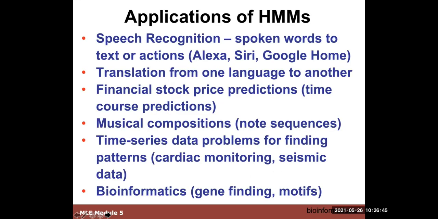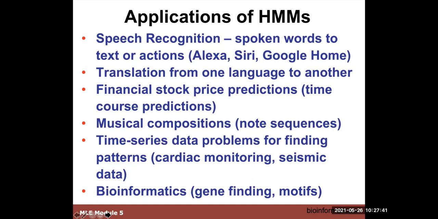I've mentioned that HMMs have been used for a long time, particularly in speech recognition. We talked about Alexa, Siri, and Google Home. If you've used them, they do a pretty good job with speech recognition. They initially used HMMs; I think now most of them use deep neural nets. Language translation, stock price prediction, and musical composition are others, as is anything where there's a sequence of events. Music is a set of events, and a sentence is a set of words. Time series data, such as cardiac monitoring or seismic data, can be analyzed for patterns. And in gene finding and motif finding for bioinformatics, a sequence is essentially a sequential collection of letters occurring one after the other.